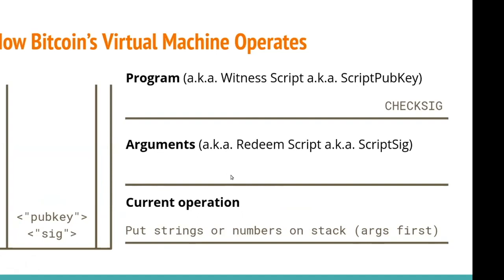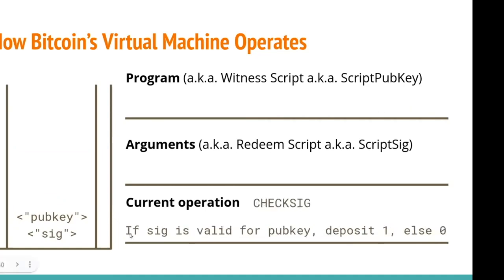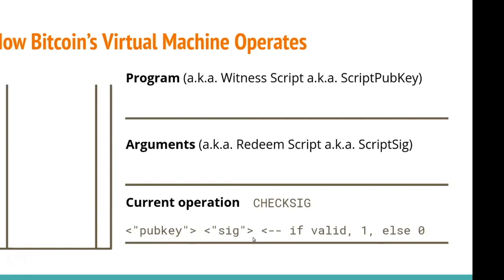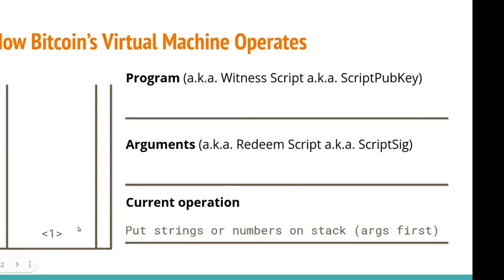Check if there are any strings or numbers here, there are none. Check if there are any strings or numbers here, there are none. Okay, so we'll run a function called checksig. Checksig takes a signature and a public key as input, checks if the signature is valid for that public key, and returns a 1 if they are. So it puts those into the current operation and checks if it's valid. In this case they are, so it puts a 1 on the stack.